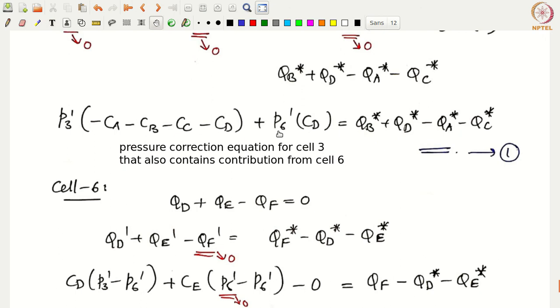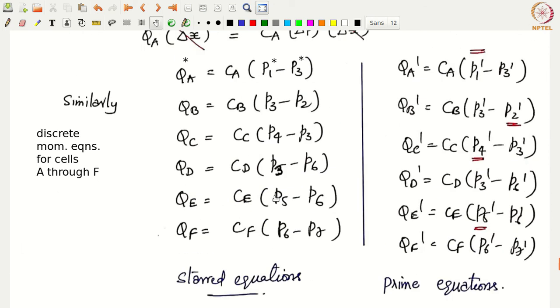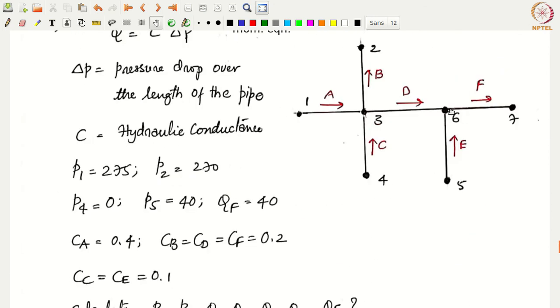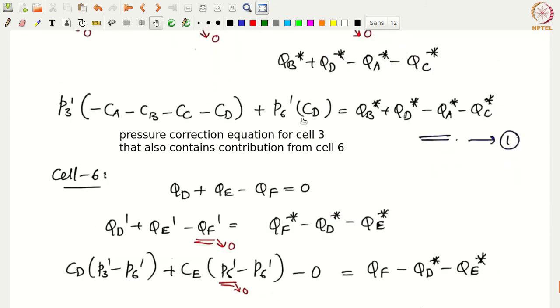The other equation will come from cell 6. So for cell 6, we have QD plus QE minus QF equal to 0. That is the continuity equation for cell 6. If you are to write that equation again, we decompose this into stars and primes. The equation we get is QD prime plus QE prime minus QF prime equal to QF star minus QD star minus QE star.